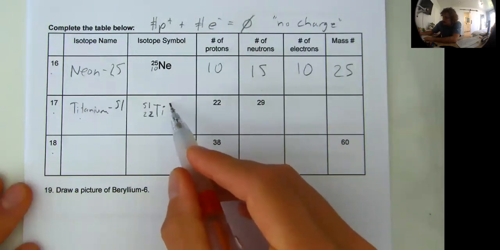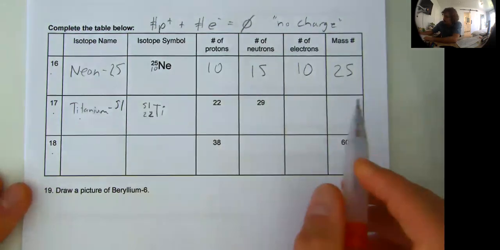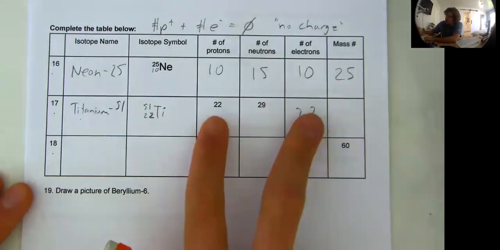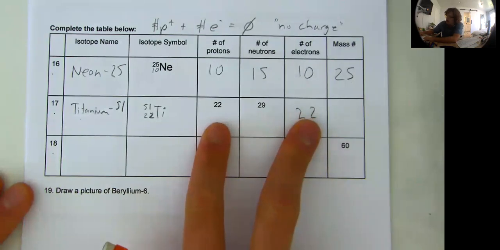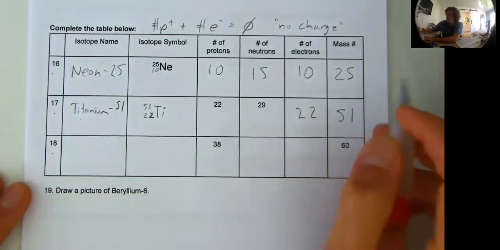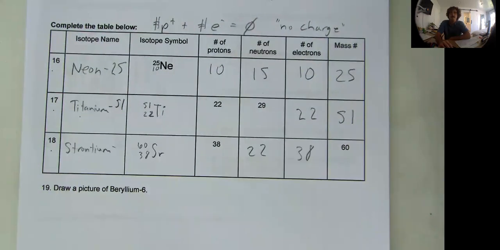And since it's not an ion, it means there's no charge. This is an atom and an isotope. This is an isotope of titanium. Number of electrons: it's electrically neutral, so it's the same as the number of protons. Remember, the number of positive charges equals the number of negative charges. That means it's zero charge. Mass number is 51. You go ahead and fill out the next question, number 18, and I'll put the answer up right now. Push pause. All right, did you get this answer? If you didn't, you have to go back and review.